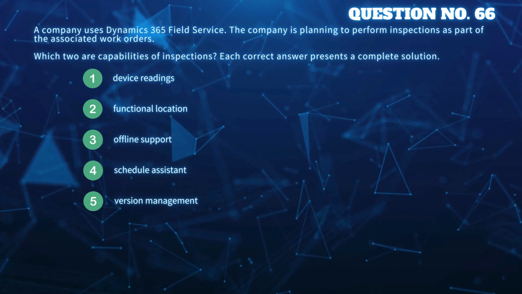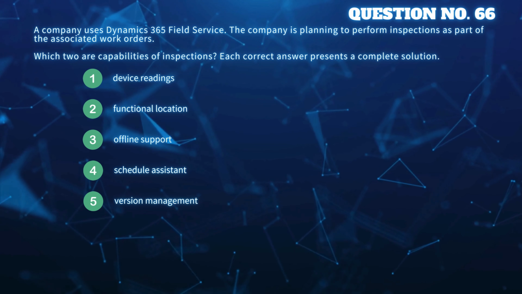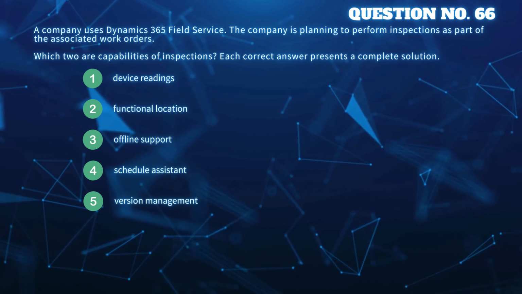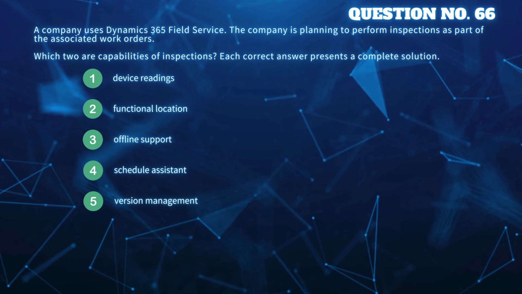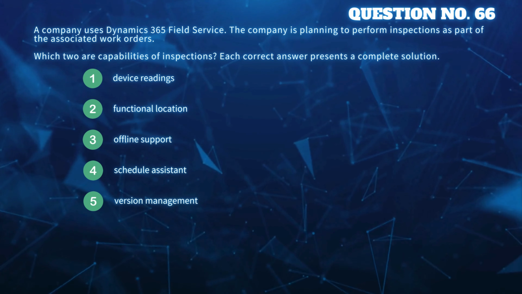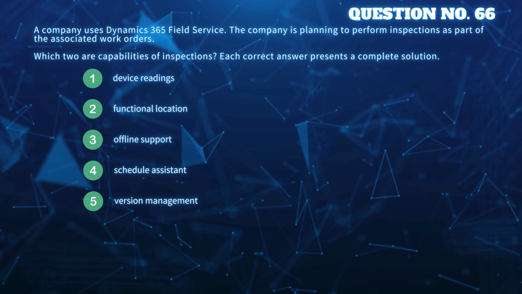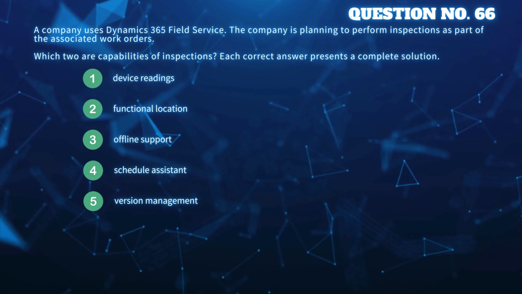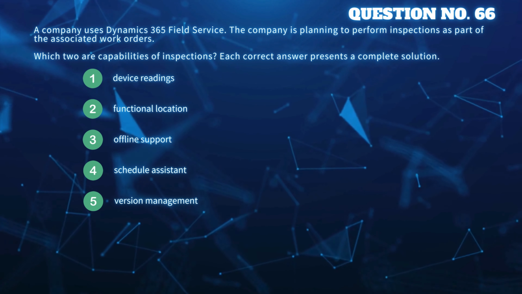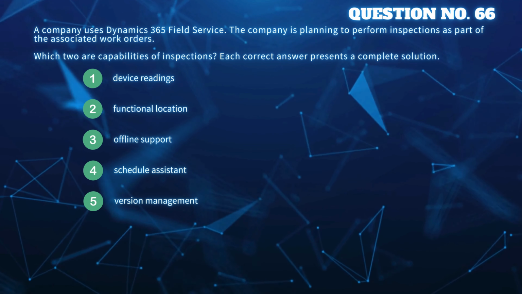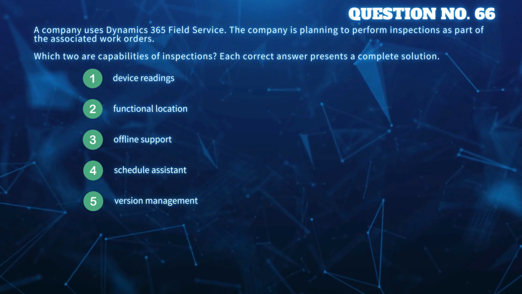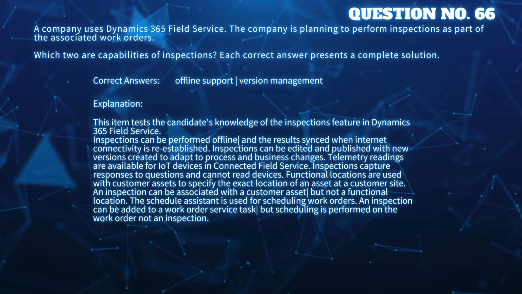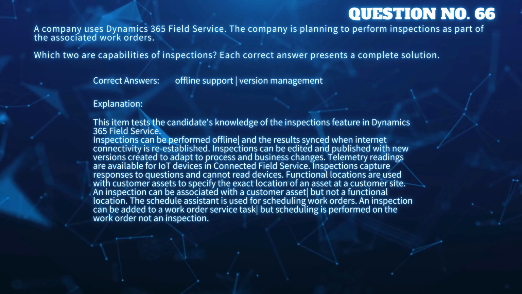A company uses Dynamics 365 Field Service. The company is planning to perform inspections as part of the associated work orders. Which two are capabilities of inspections? Each correct answer presents a complete solution. Option 1. Device readings. Option 2. Functional location. Option 3. Offline support. Option 4. Schedule assistant. Option 5. Version management. Correct answers: offline support, version management.